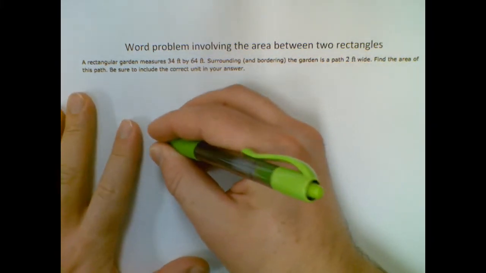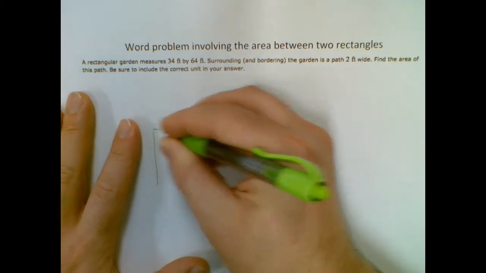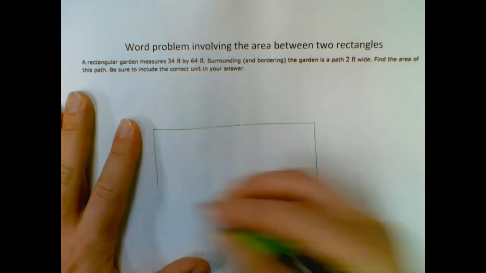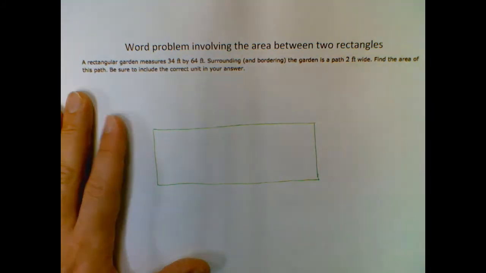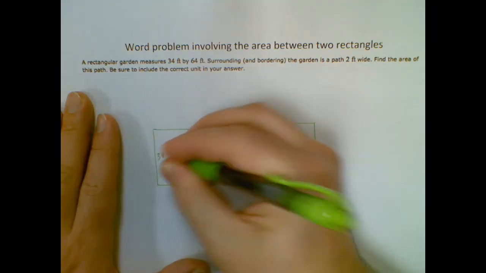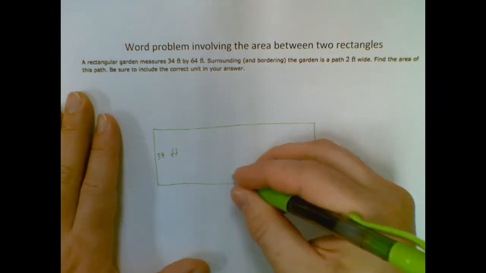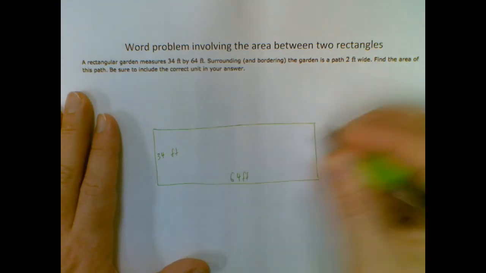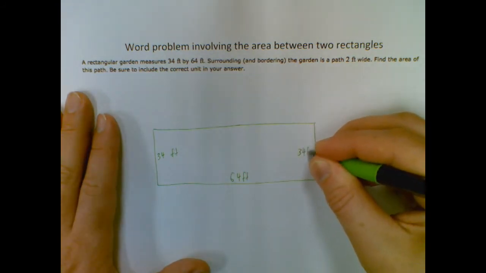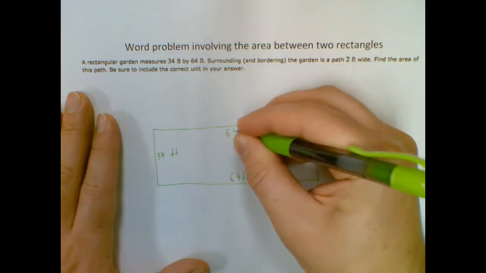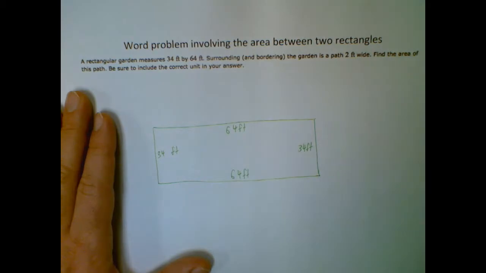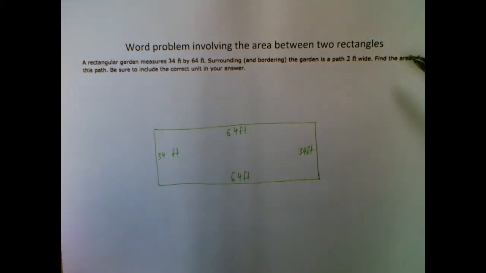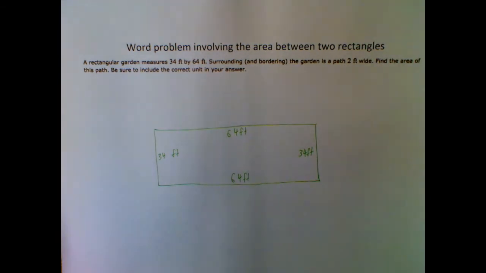I know I have a garden. Remember, it doesn't have to be to scale. But I know that this garden is 34 feet by 64 feet. Put that on all the sides there. And I have a walkway, a path as it is. It's 2 feet wide, so let's figure out how big that is.